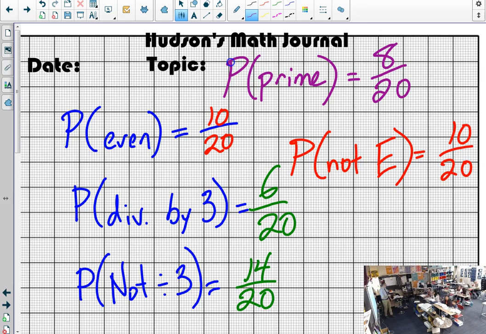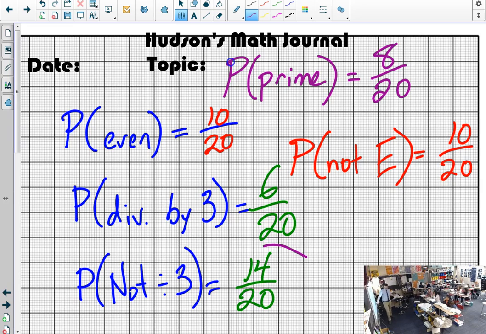I'm going to get that one on this page too so you can see. This is why you want your notes all collected in one place so you can compare things with each other. So, Emma, what do you think? Is the chance better going for prime, going for even, or going for not divisible by 3? The better chance is not divisible by 3. Why?